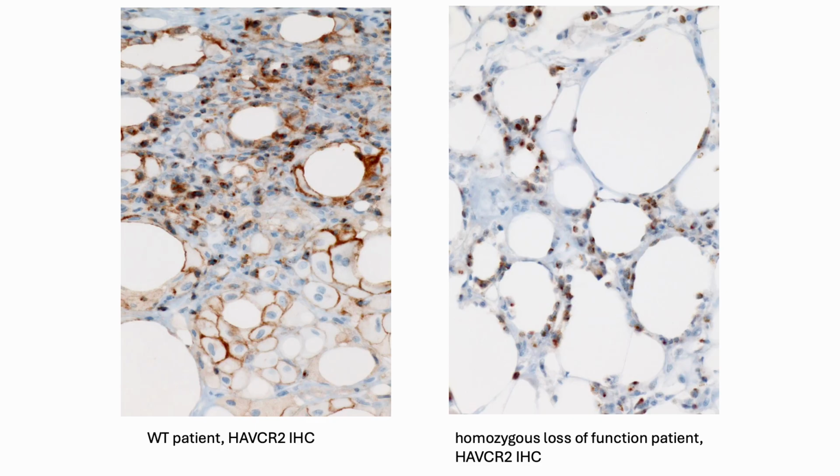So one other thing that may be ultimately useful is an immunostain for HAVCR2, and here's a wild type patient with 2 functioning alleles, and the HAVCR2 is localized normally on the cell surface of some cells in this biopsy, and that's lost in the homozygous loss of function mutation.